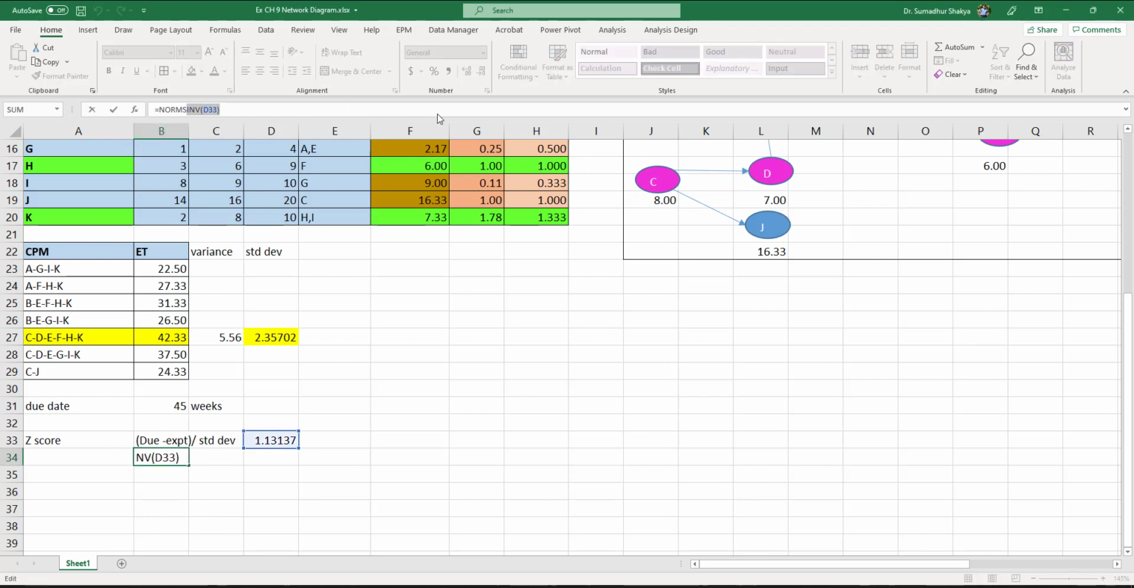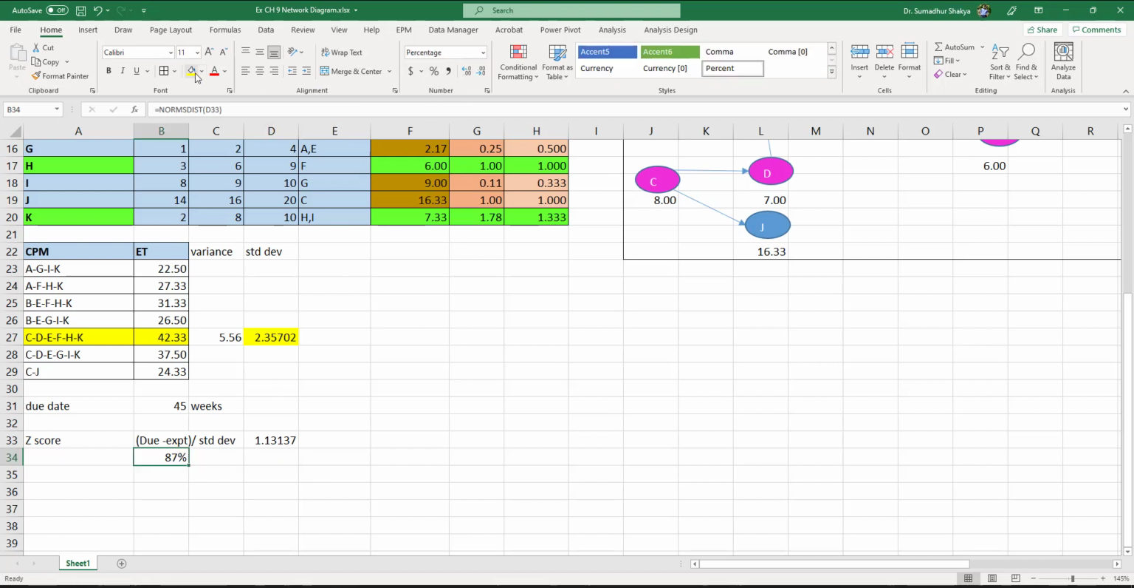Okay. Norm S, normal standard distribution of 1.13. So the probability of completing this project in 45 weeks or less is going to be 87%. Okay, now let me highlight this. Again, the terminology is important. The probability of completing this project in 45 weeks or less is 87%.